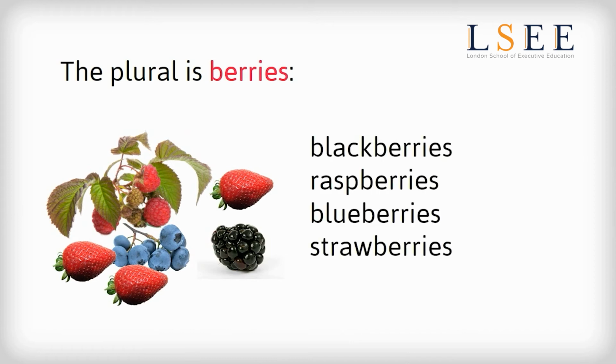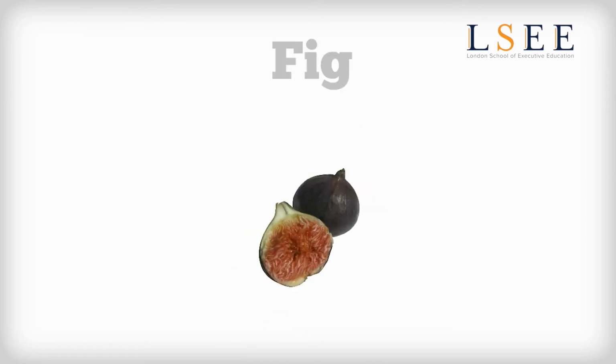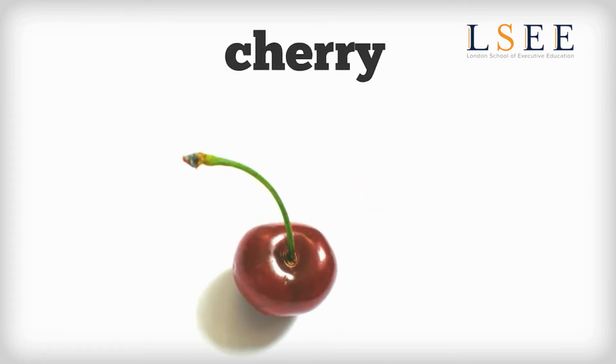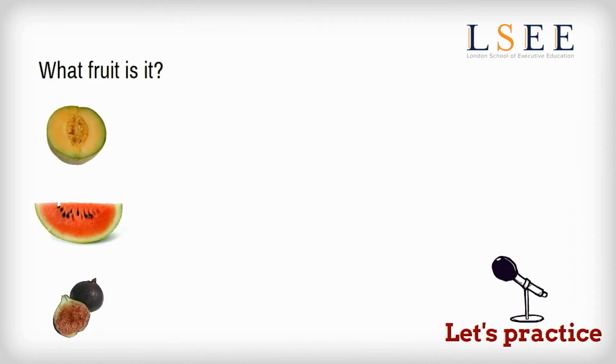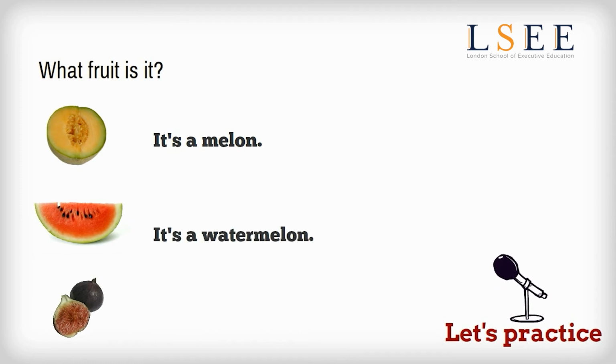Blackberries, raspberries, blueberries, strawberries. Fig, cherry. The plural of cherry is cherries. Cherry, cherries. Let's practice. What fruit is it? It's a melon. It's a watermelon. It's a fig.